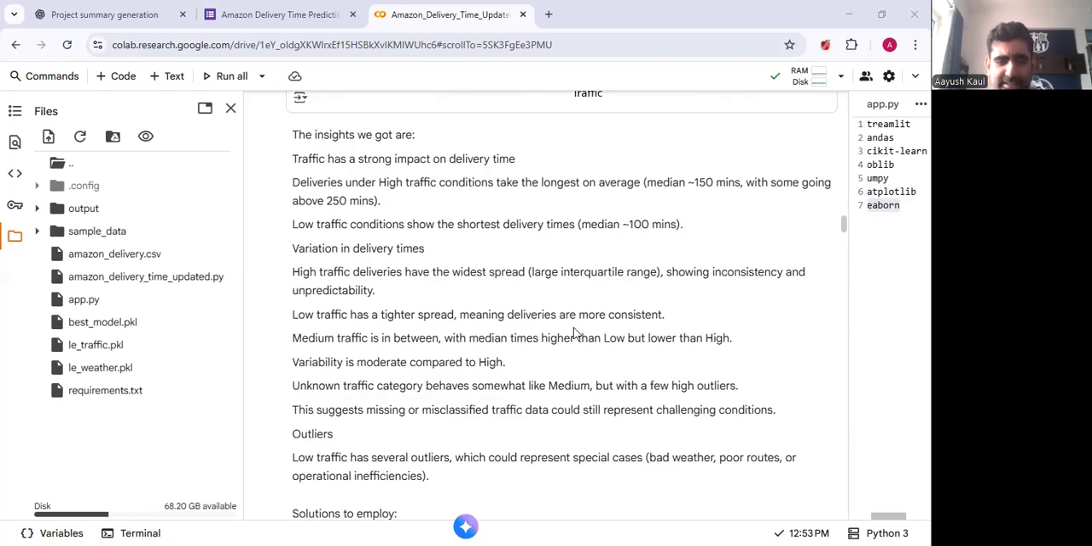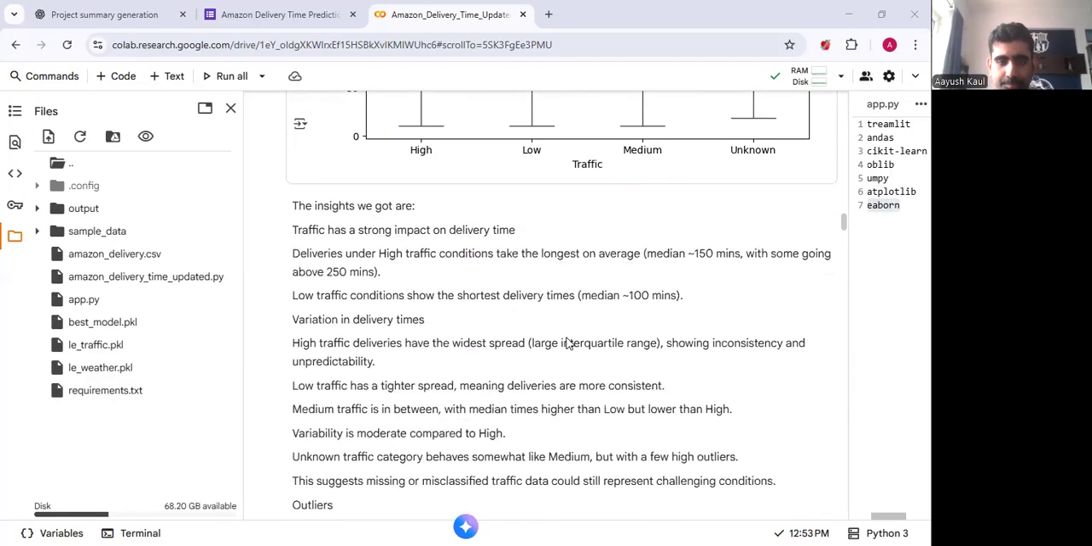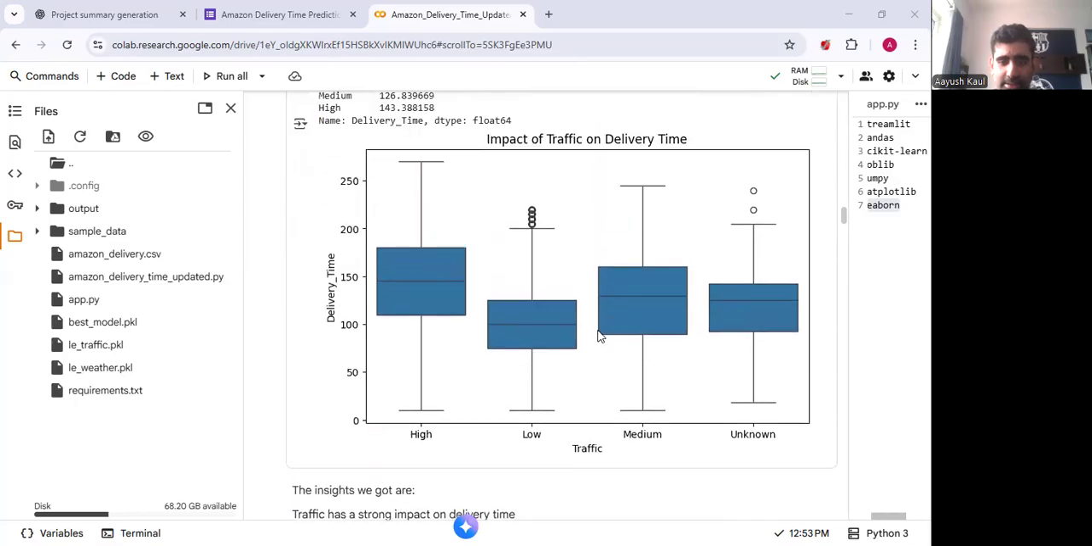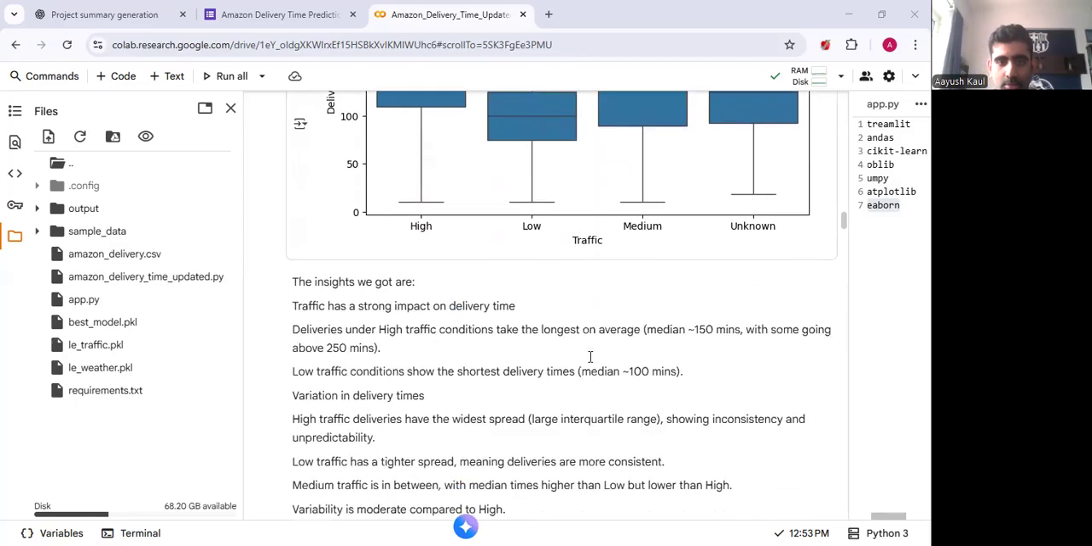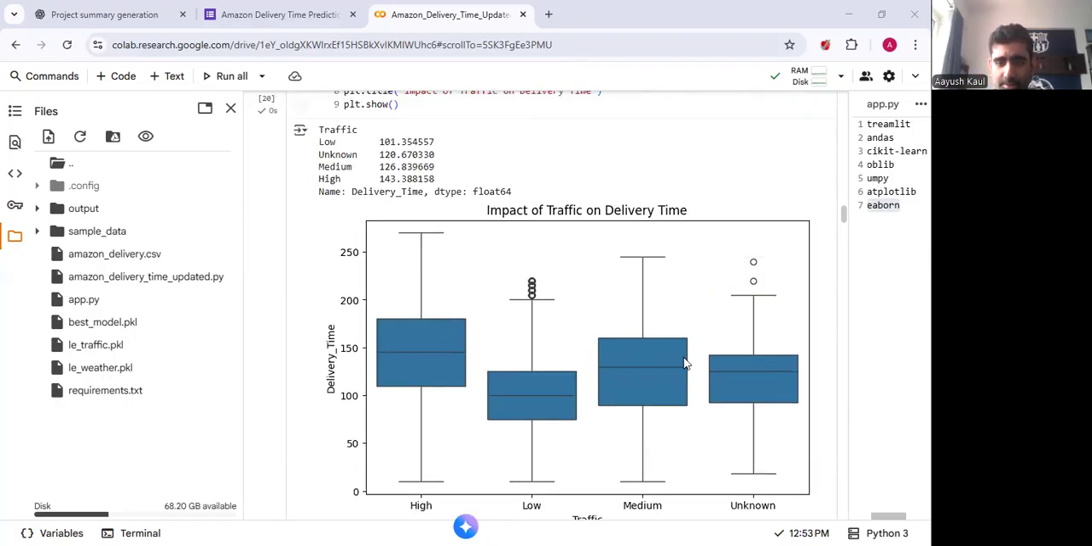Low traffic has a tighter spread, meaning deliveries are more consistent, which is visible here. Medium traffic is in between, with median times higher than low, but lower than high. Variability is also moderate here compared to high. Compared to high traffic, the variability is less in medium. Unknown traffic category behaves somewhat like medium, but with a few high outliers. Here we can see they are the outliers.